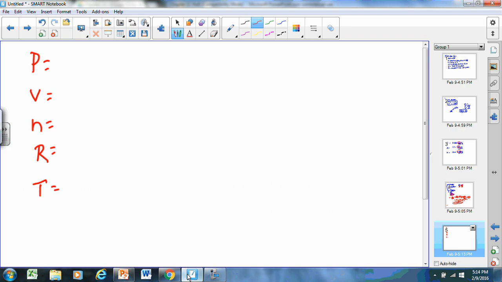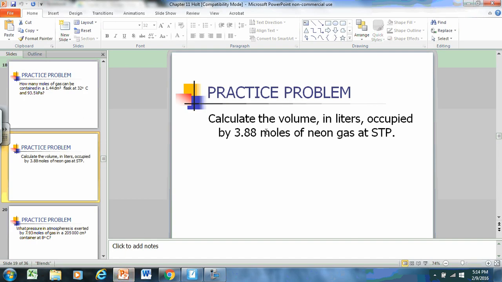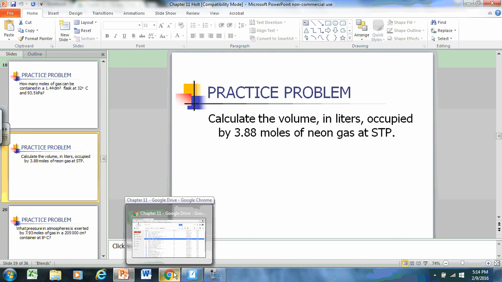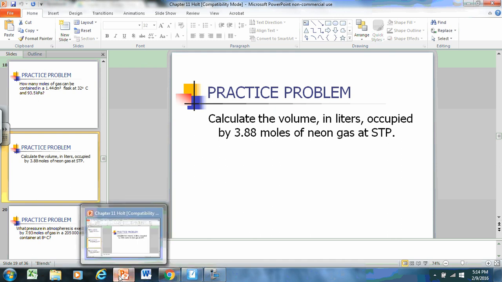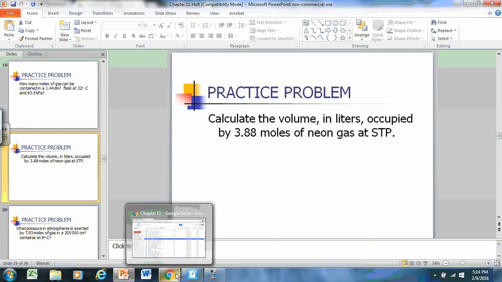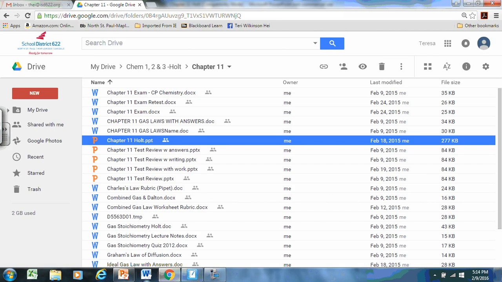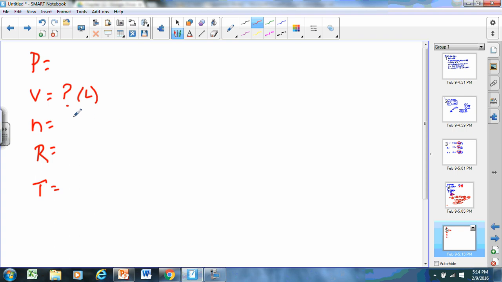It's a good one. It says calculate the volume. So I'm going to put a question mark here. And they actually said in liters. And then if I toggle back here, it's 3.88 moles. So I'm going to do this. Whoa, that was not good. I need to go here. So this is 3.88 moles.